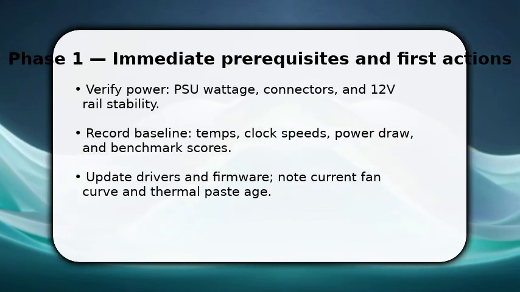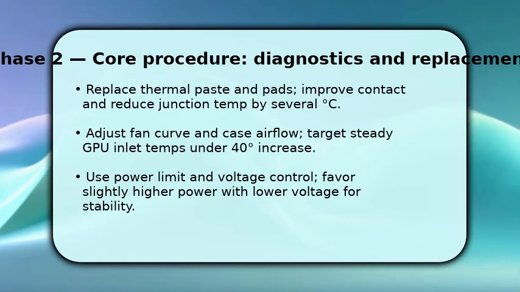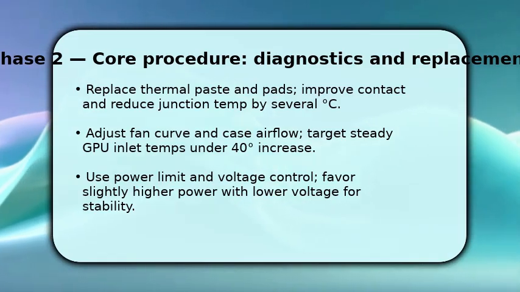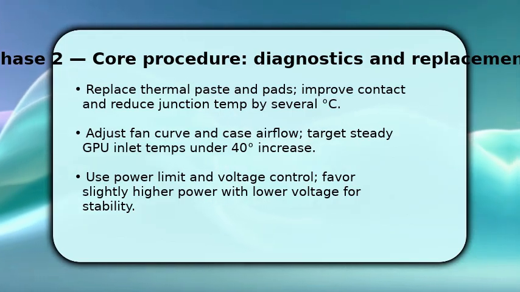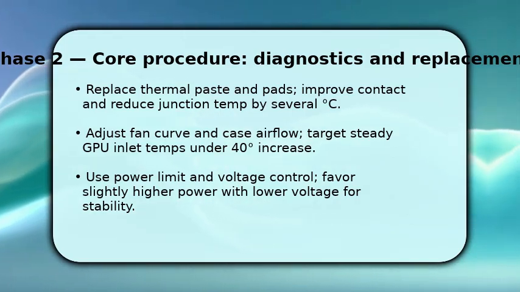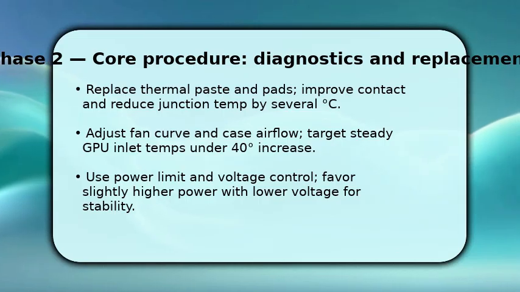Next, optimize cooling and electrical delivery to allow sustained higher clocks. You replace thermal paste and pads to lower junction temperature because heat is the limiter. Better contact yields measurable megahertz gains. You then set an aggressive but quiet fan curve and improve case airflow, ensuring cooler intake.